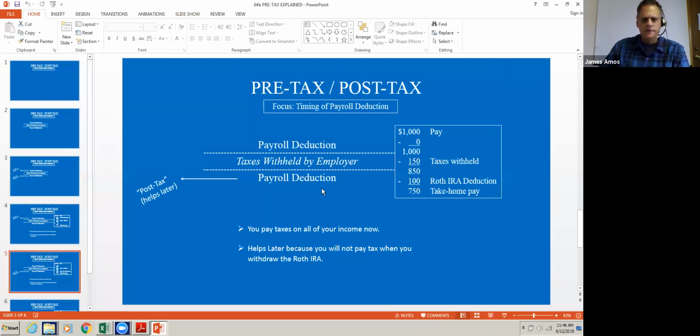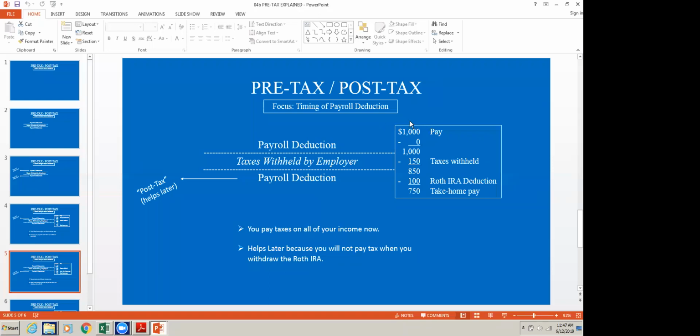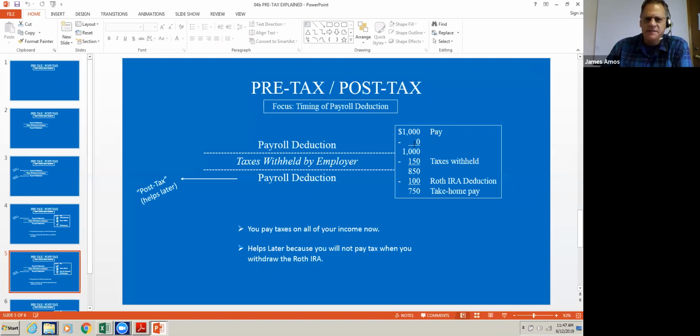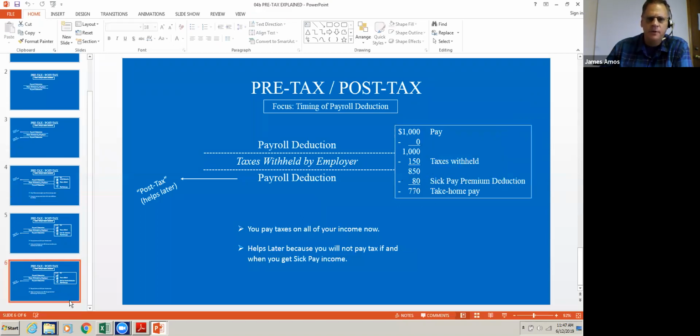Can you see that one? Okay, it's big enough. So post-tax, meaning there's $1,000 of pay, nothing's taken out, so you have $1,000, and that's what you're paying taxes on. Anything you pay taxes on, this is the amount of income that shows up in the W-2, right there. So post-tax means that deduction, let's say you had $100 taken out for, in fact, I think my next example is one of these. There it is, sick pay. This example, there's your sick pay premium deduction.